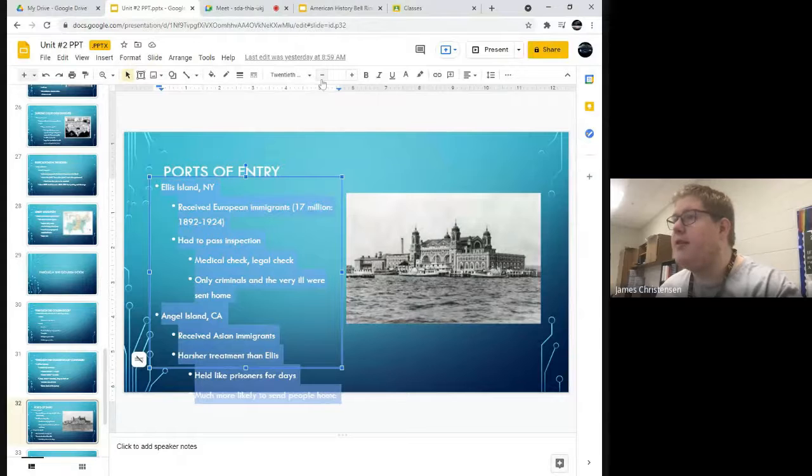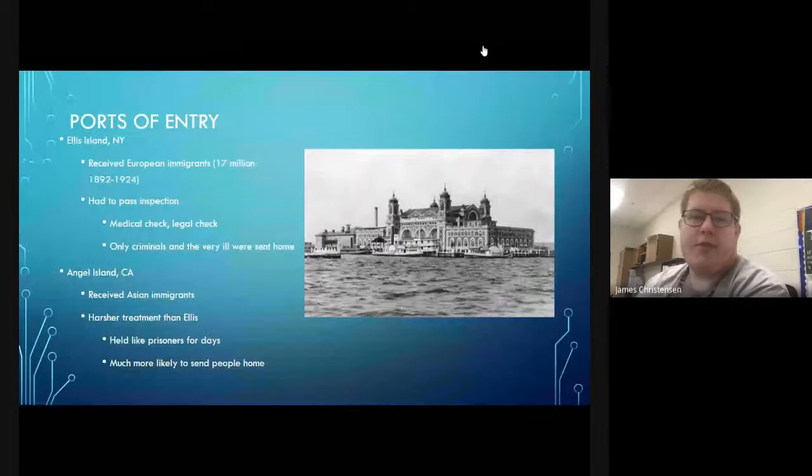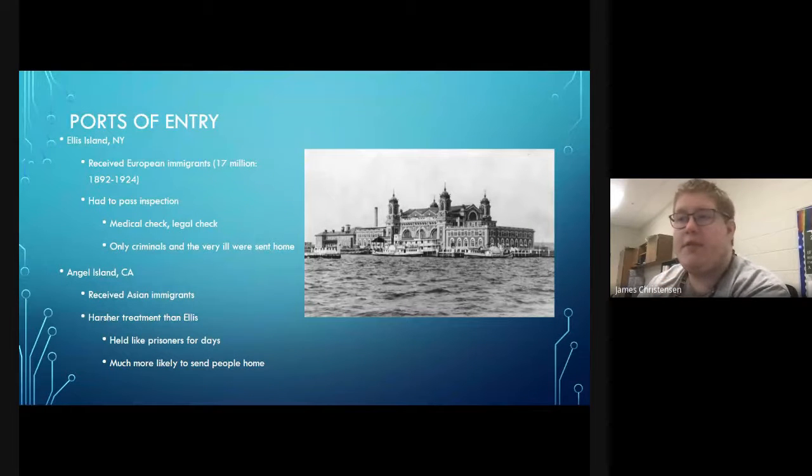So getting to the point that, there we go, that's a lot better, that immigrants arriving from Europe would go to Ellis Island in New York, pictured here. And they received roughly 17 million immigrants from 1892 to 1924. You had to pass an inspection. This included a medical check and a legal check. Only criminals and the extremely ill were sent home. So there was a chance that you might have gotten separated from your family upon your arrival. And say you're the only one that didn't pass the medical check, you'd be sent back alone, without your family.